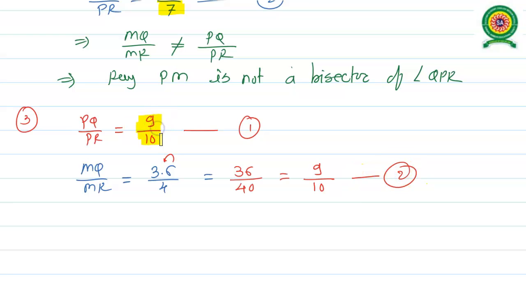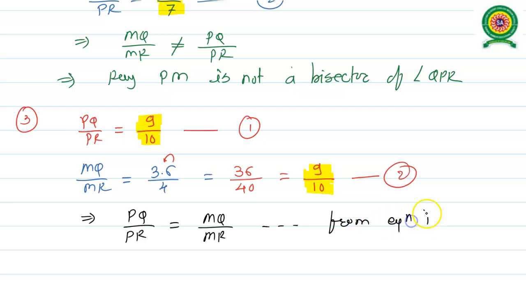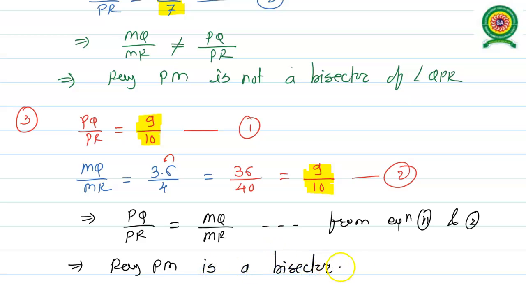Look at equation 1 and 2, the RHS are exactly the same or identical, so we can write here the LHS are equal as per equation 1 and 2. PQ divided by PR equals MQ divided by MR. I would like to give the reason as equation 1 and 2. Since the ratios are equal, we can easily say that ray PM is a bisector of angle QPR. So hence here we have the first question.